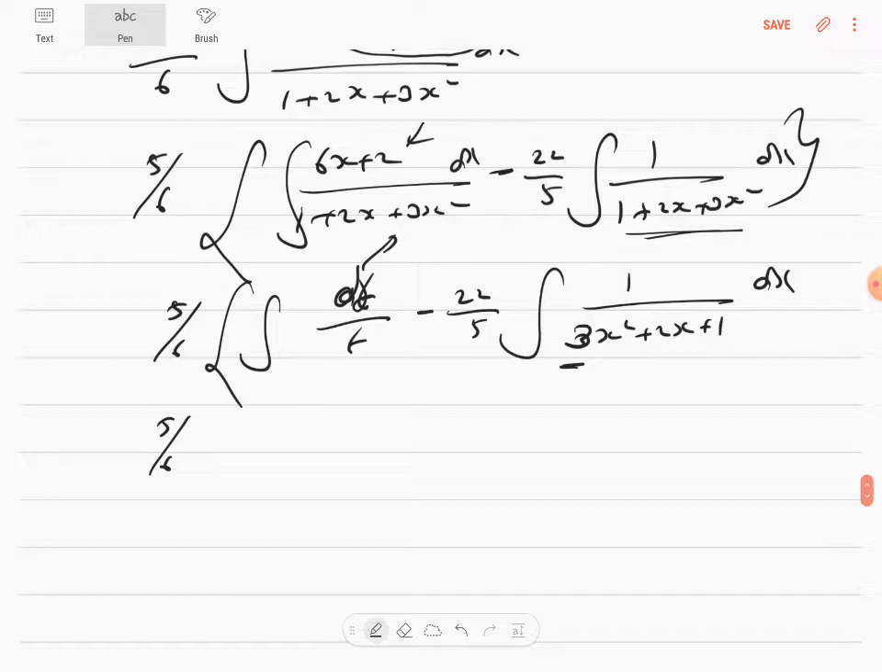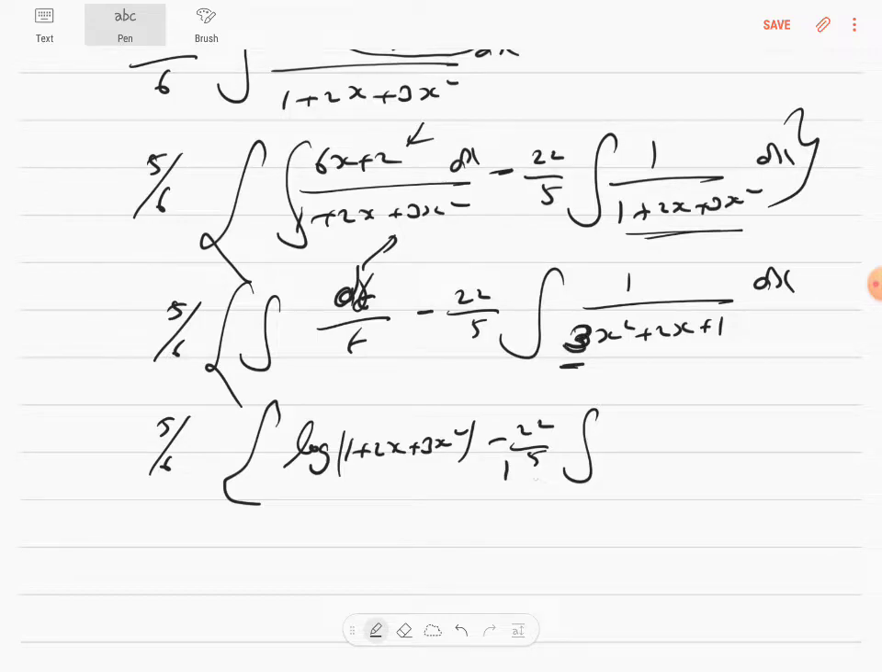5 by 6 is anyway common for everything. This is 1 by t dt, which is log t, which is log of 1 plus 2x plus 3x square, minus 22 by 5 into the completion of square. I would prefer to take this 3 out and so make it 15. 5 3s is 15, and this will become x square minus 2 by 3 into x plus 1 by 3 into dx.